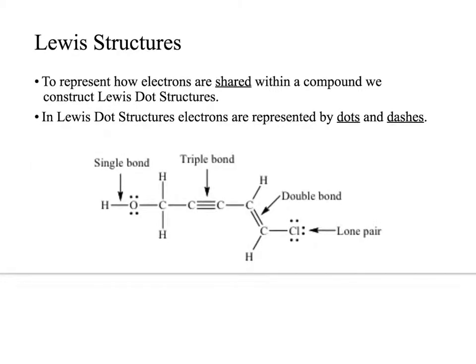So, we've talked about electrons being shared, and to represent how they're actually shared within a compound, like what atoms they're shared between, we construct Lewis dot structures, named after G.L. Lewis or something. Basically a guy with the last name of Lewis. In Lewis dot structures, electrons are represented both by dots and dashes. As you can see here, we have dots. This is a Lewis structure, by the way, and dashes.